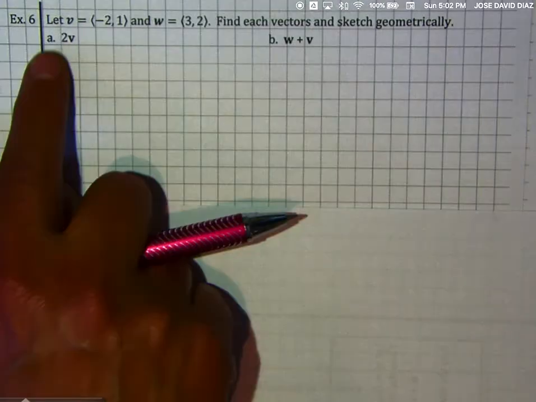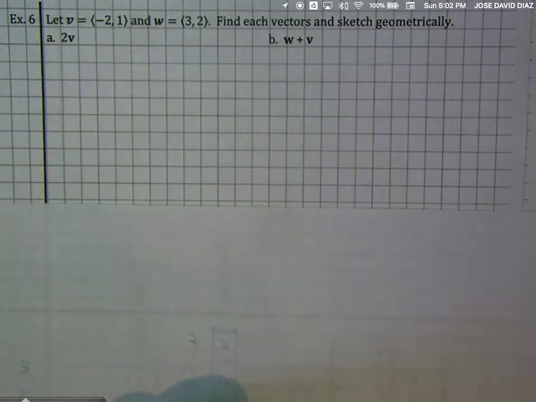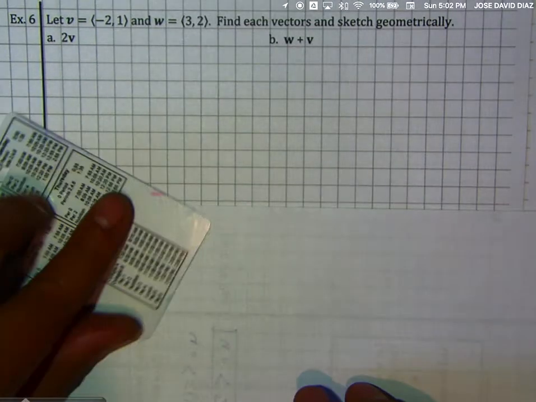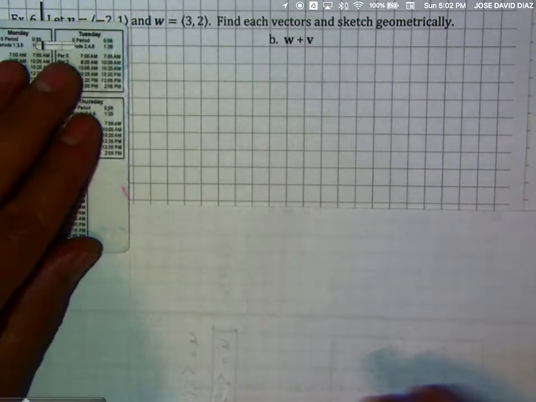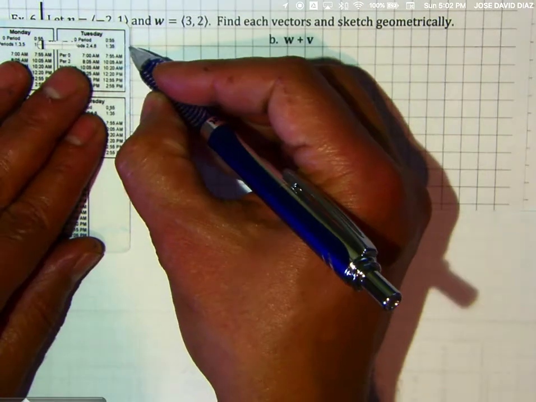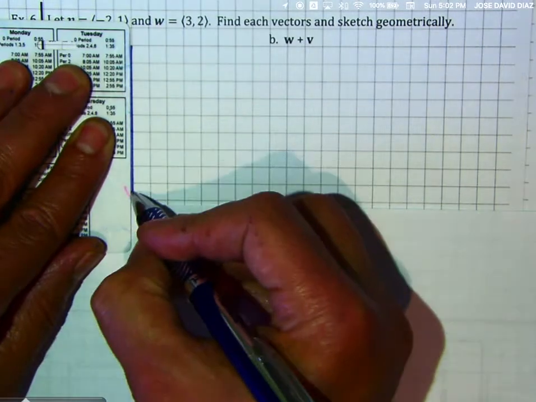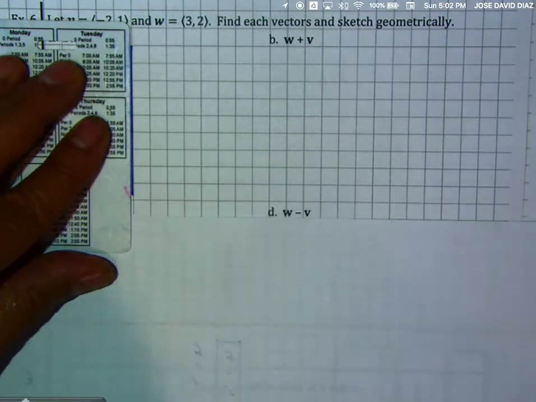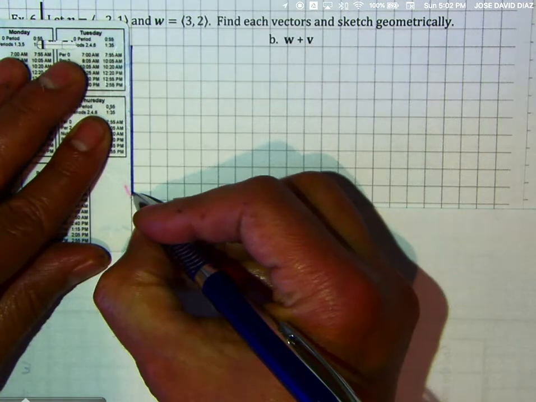And we have example number 6. Let's go and make a 5 by 5 graph for each one.